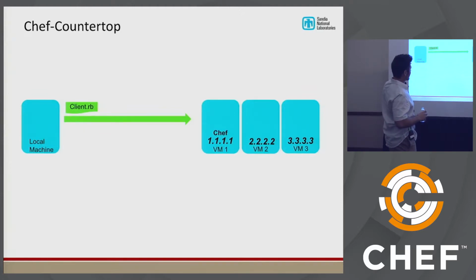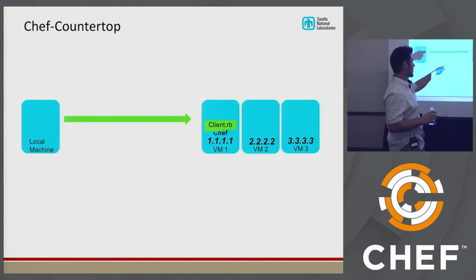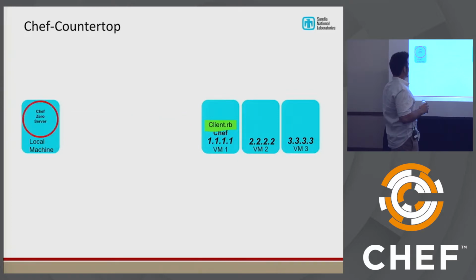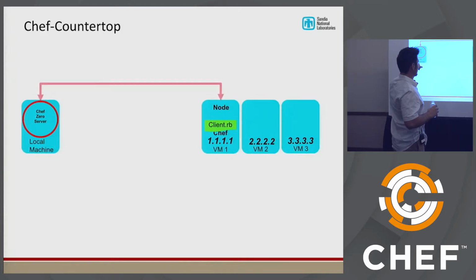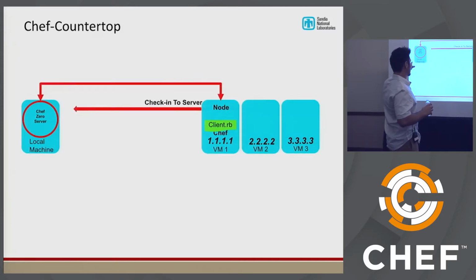The next step after installing Chef is to push the client Ruby file. So that client Ruby file will tell the target machine to point back towards our local machine as its Chef server. So we're running all this in Chef Zero, so we have a Chef Zero instance. So it points back towards the Chef Zero instance. See, and the red line is basically a Chef connection. So it checks into the server because it thinks that your local instance is the actual Chef server.